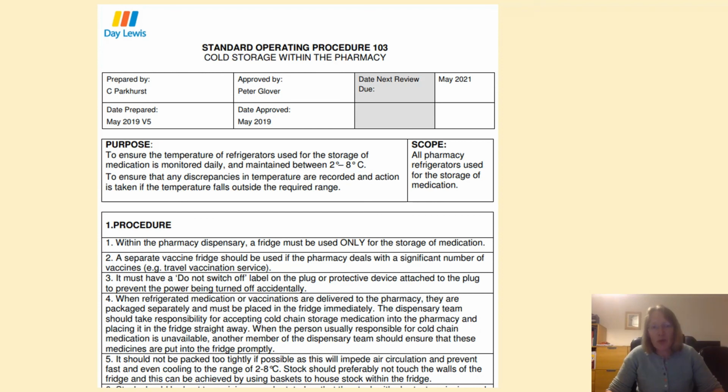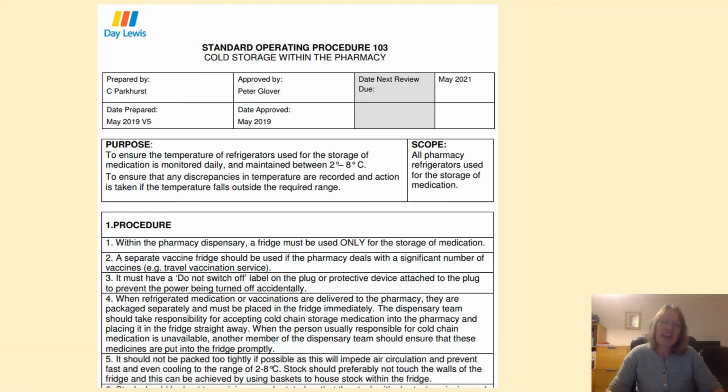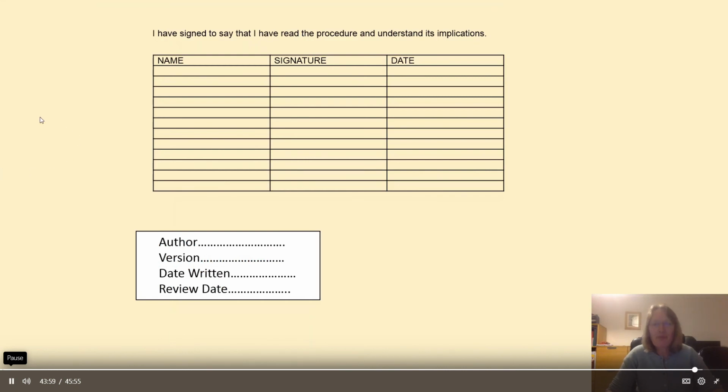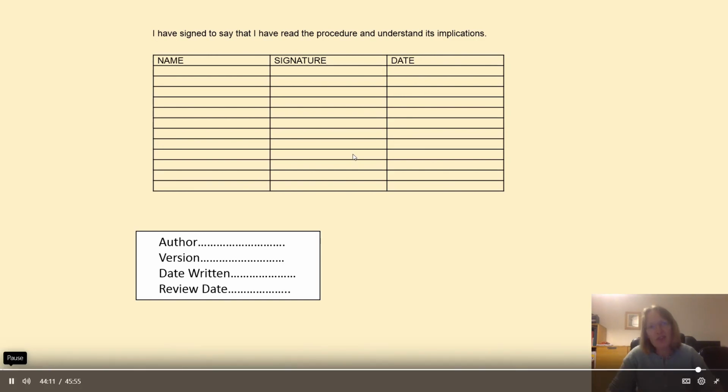So point number 1 there, within the pharmacy dispensary, a fridge must be used only for the storage of medication. So that means you can't put your milk in it, you can't put your sandwiches in it. So it's just basically to tell you what to do and how to do it in a list form. At the end of the SOP, you're going to have boxes to sign to say that you have read it and the date that you read it. And that means that everybody in the pharmacy has to sign that, and when the GPhC come around to inspect your pharmacy, they'll want to see it.